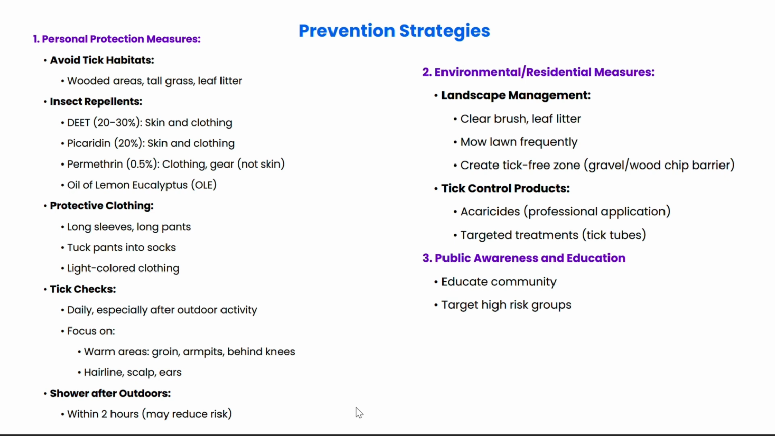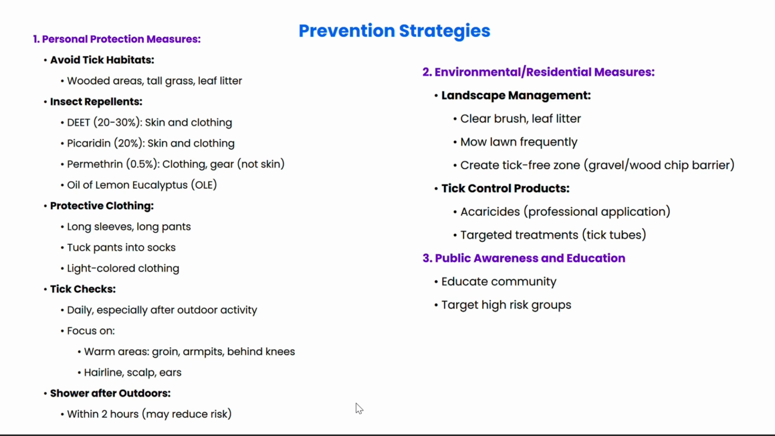Tick control products such as acaricides can be applied by professionals to reduce tick population in heavily infested areas. Targeted treatments such as tick tubes, which distribute tick-killing chemicals to rodents that serve as hosts for young ticks, can also be effective.